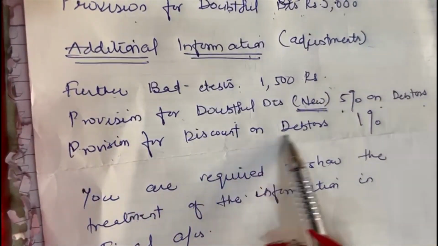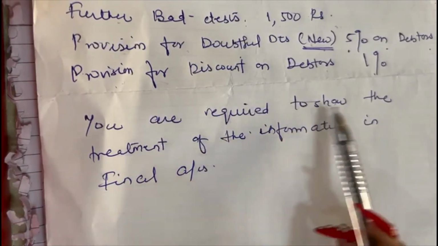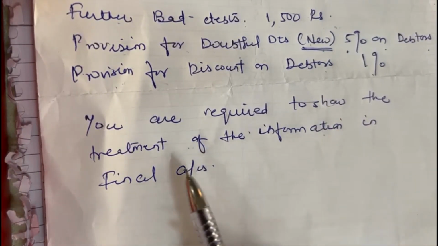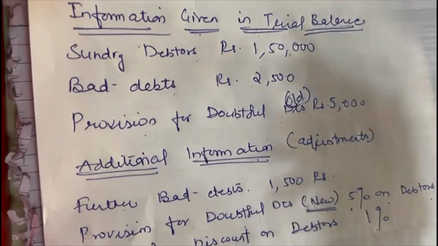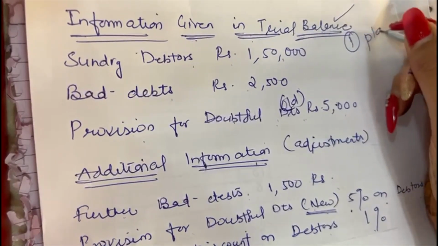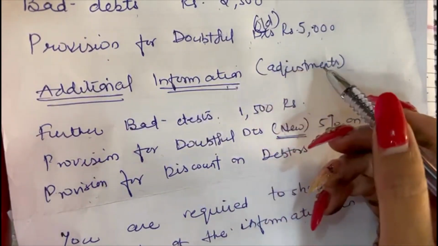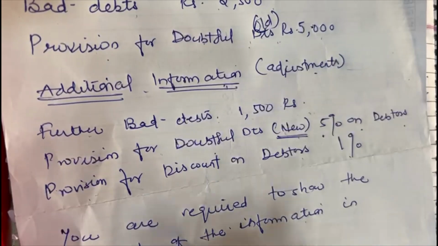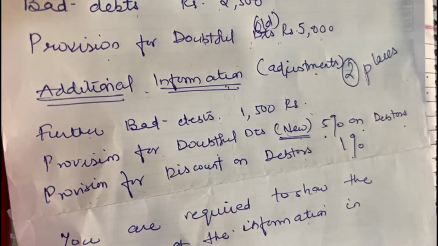Provision for discount on debtors is 1%. You are required to show the treatment of the above given information in final accounts. First of all, we have to keep this in mind: the information given in trial balance appears only at one place in final accounts, whereas the information given in adjustment form or additional information after the trial balance comes at two places in the final accounts.